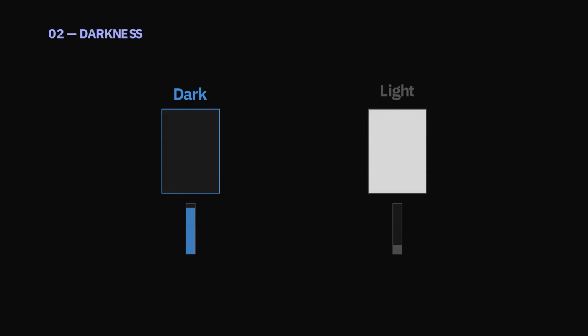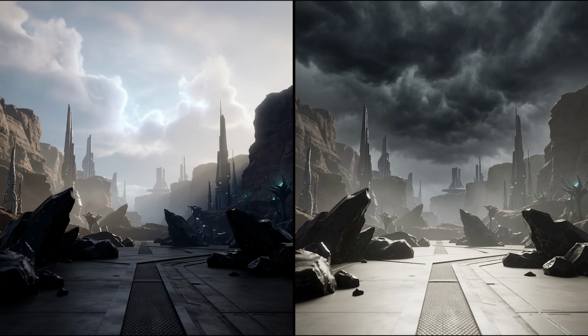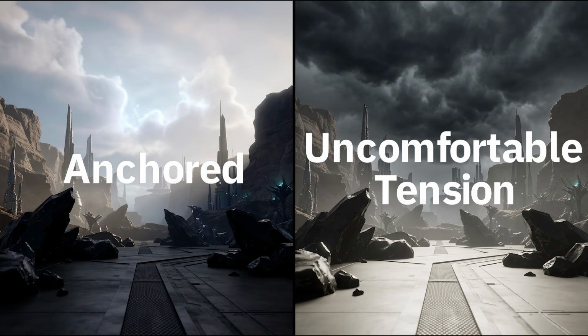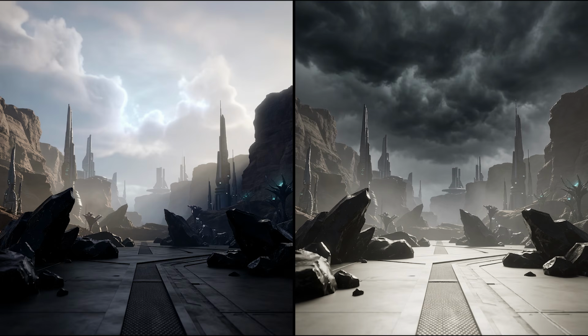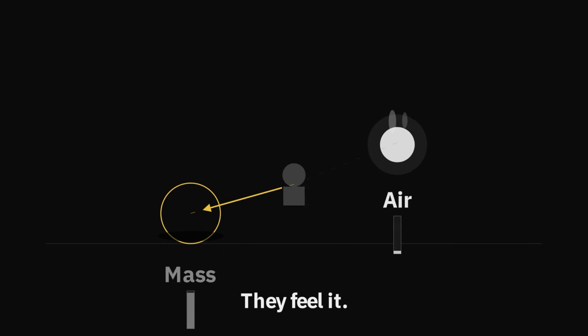Next, there's darkness. Dark values are heavier than light values, always. A dark shape at the bottom of your frame anchors the whole image. A dark shape at the top creates an uncomfortable tension, like it's about to fall. We associate darkness with mass. We associate lightness with air. Your viewers feel that whether they know it or not.